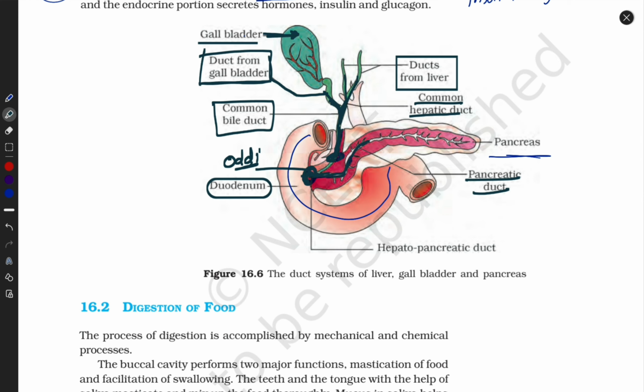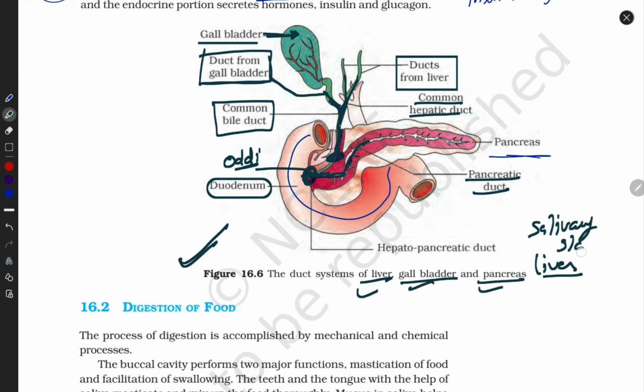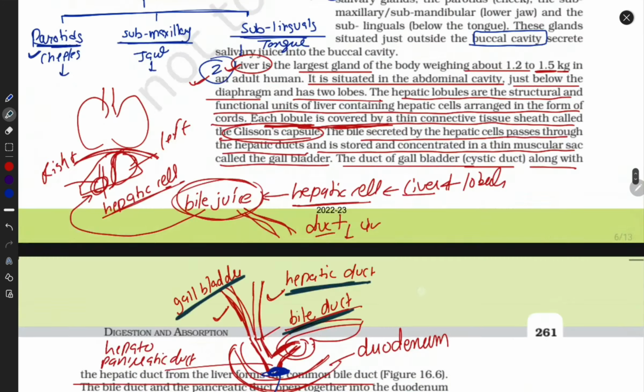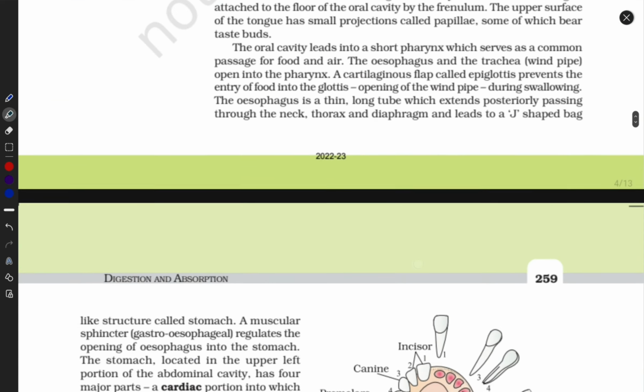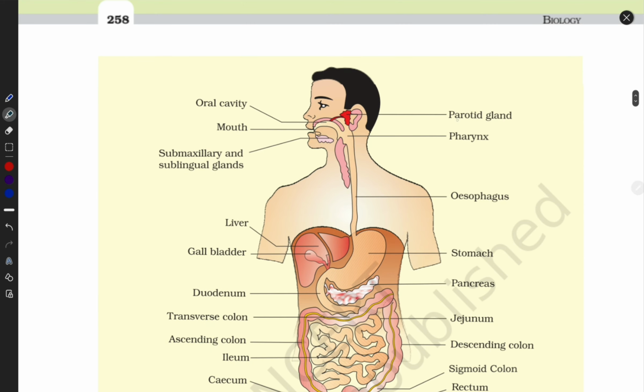So this is all about your glands: liver, gallbladder, pancreas, and the salivary gland. So you can complete the 4 glands. There is no image of the salivary glands here, let me check. Here the parotid gland is located in our cheeks. Look here, this is the parotid.